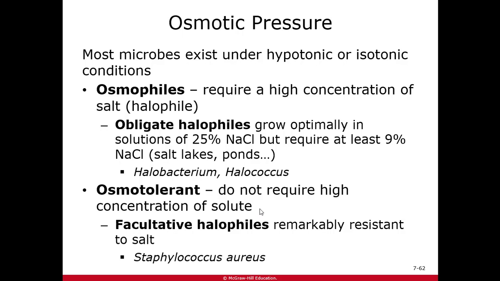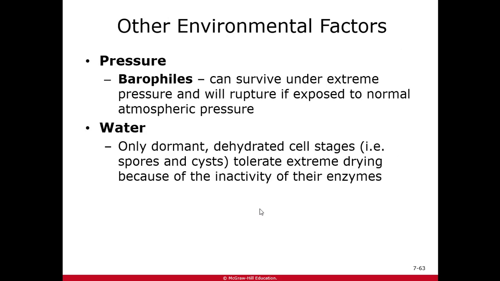Another environmental factor is pressure. There are some organisms that survive under extreme pressure. These would be the organisms that live in places like the bottom of the ocean, those deep trenches, where that pressure is so high that if you brought them to the surface, they would explode. They need that pressure to keep them together. Again, organisms that require a high barometric pressure, not going to affect our humans.